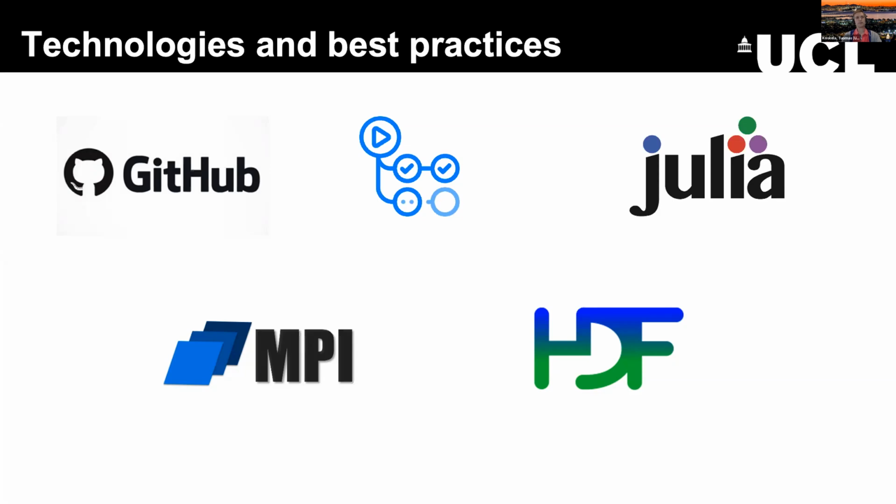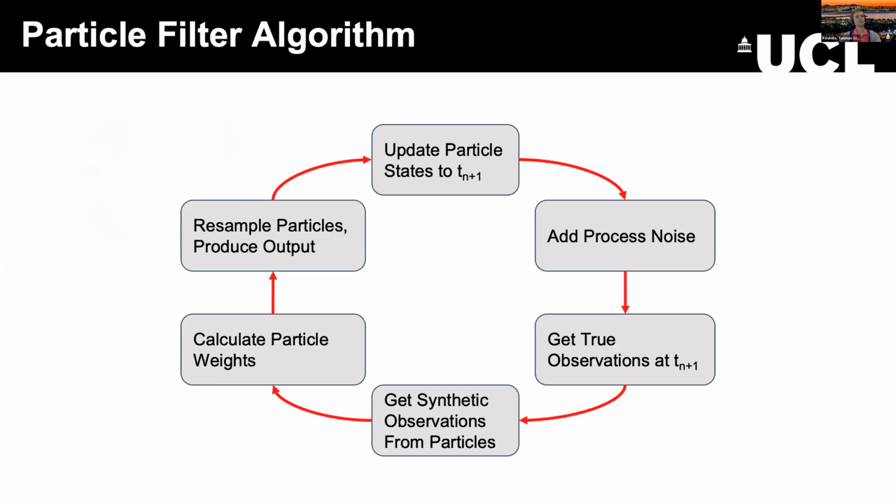So I'm going to very quickly talk about the particle filter algorithm. The general workflow is something like this. You start at the top, you update your particle states, you add some process noise, you get true observations from your system and synthetic observations from your particles, and using these calculate particle weights. Then, based on the weights, you resample your particles and perhaps do some data collection to produce output. The nice thing about this is that all the parallelism happens in this resampling step, and everything else you can do in parallel extremely easily.